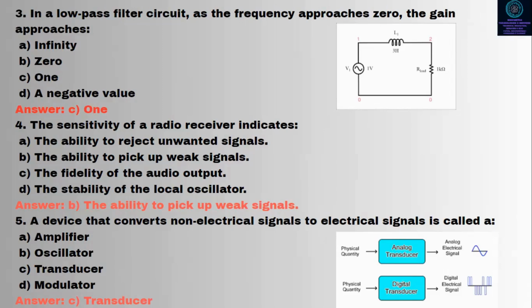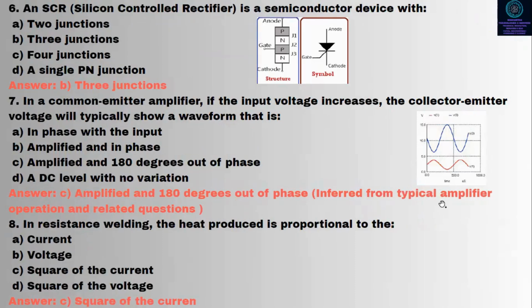Question number 5, a device that converts a non-electrical signal to an electrical signal is called a transducer. That is very important. Transducers, sensors, and actuators. Please remember, students, you should have a complete idea about these 3 topics. So the answer for question number 5 is transducer. Good examples of transducers are microphones and speakers. Right. Next question, question number 6. An SCR, silicon controlled rectifier, is a semiconductor device which has how many junctions? 3 junctions, J1, J2, J3, which are shown over here. So the SCR has 3 junctions.